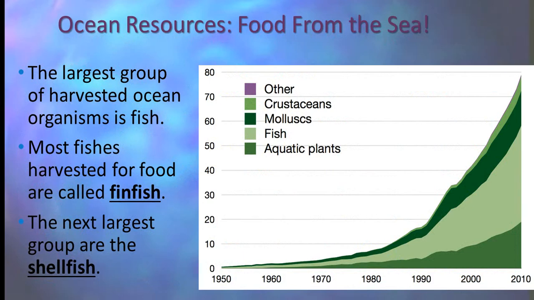So the food that we get from the sea, here is a chart over here on the right that tells you that the largest group we utilize is, of course, fish. So you can see this large chunk right here. Most fish that are harvested for food are called finfish, and we'll get into those in a minute. Then the next largest group are going to be our mollusks and crustaceans, so shellfish, which include mollusks and crustaceans. Notice we have other, and I don't see any other on there. And aquatic plants, things like seaweed and kelp and that kind of thing.